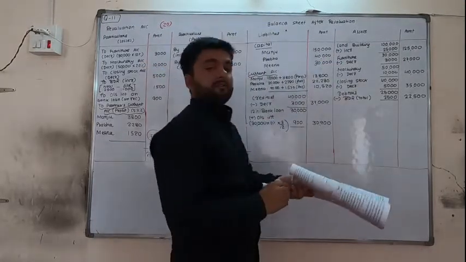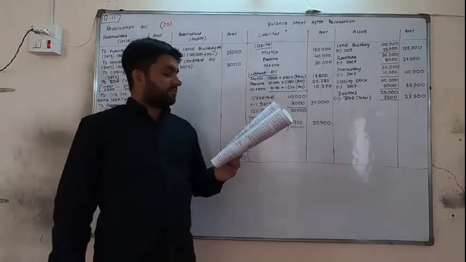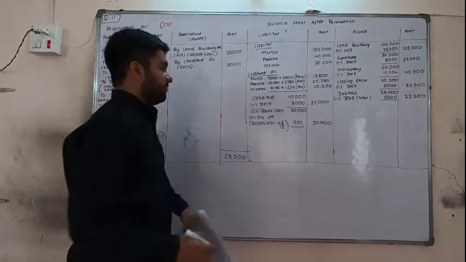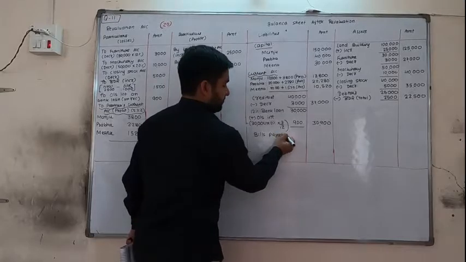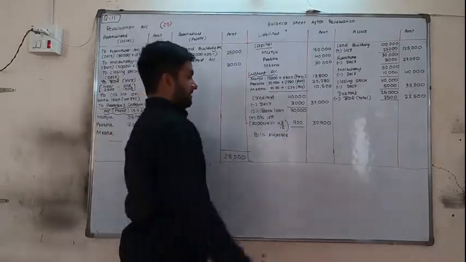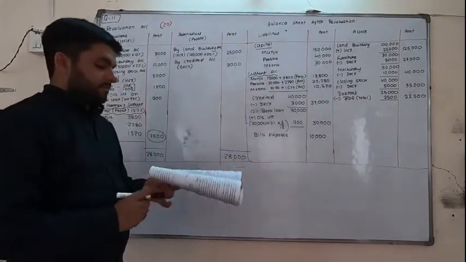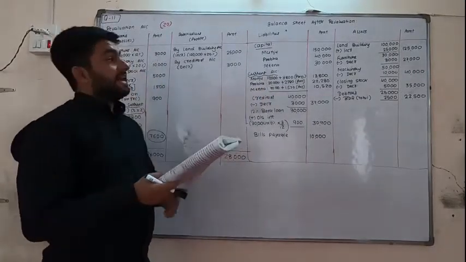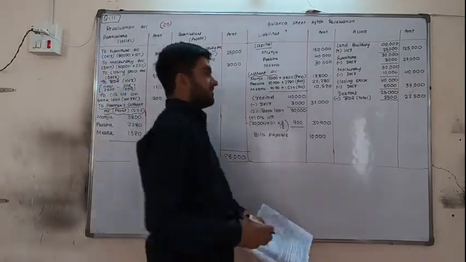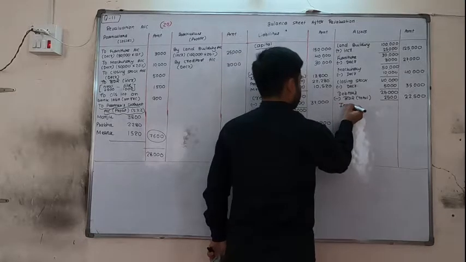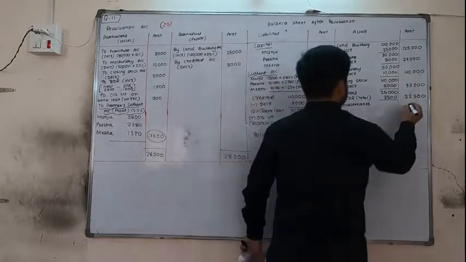So after the capital account, the current accounts are there, which have already come. Then the bank loan has already come. Then creditors have come. Now bills payable. So bills payable are 10,000. After that, on the asset side, land and building we have done, machinery is also done, furniture is also done. Now investments. Investments will be 50,000.